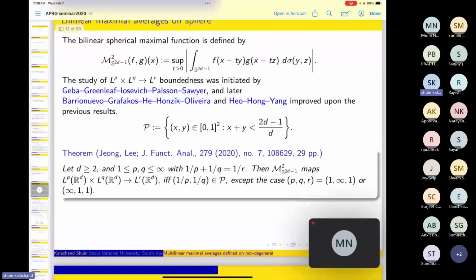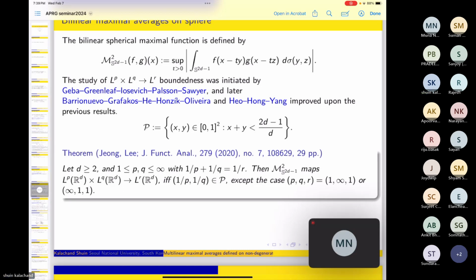And the idea they used was a very clever slicing technique. Basically, you can slice this sphere S^{2d-1} into a d-dimensional ball and a (d-1)-dimensional sphere. Then you can dominate this bilinear spherical maximal function by the product of the Hardy-Littlewood maximal function and the linear spherical maximal function. Then using the boundedness of these classical operators, you can prove this result. However, the slicing argument does not work in dimension 1.